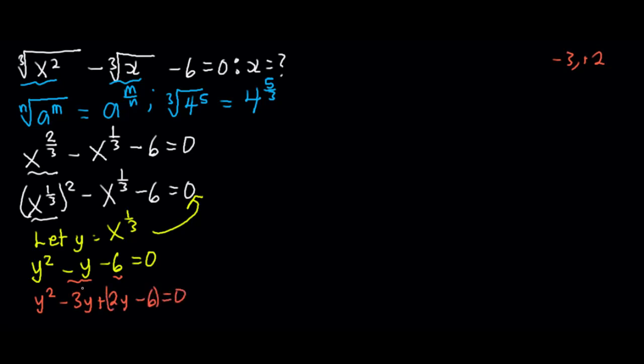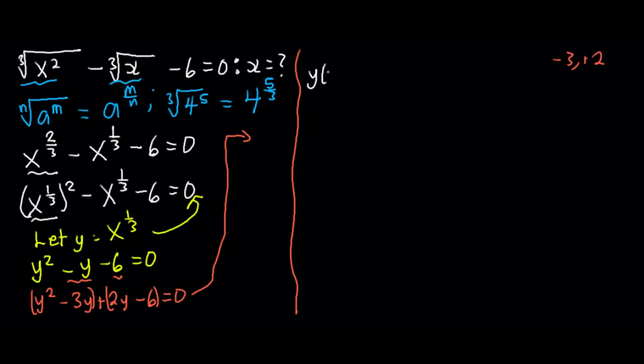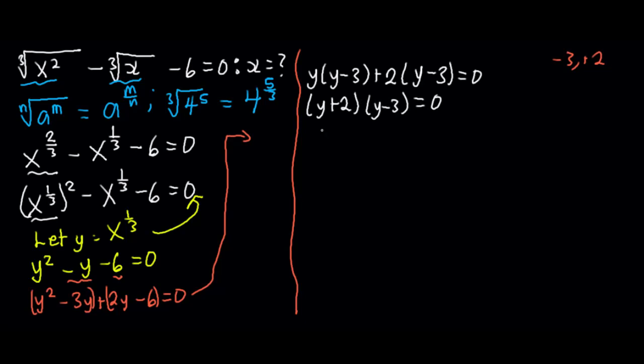So I'm going to factorize this equation. Let me factorize y out. This gives me y into bracket y minus 3, plus, I can factorize 2 out, so this gives me 2 into bracket y minus 3, is equal to 0. So putting everything together, I'll get y plus 2 multiplied by y minus 3 is equal to 0.